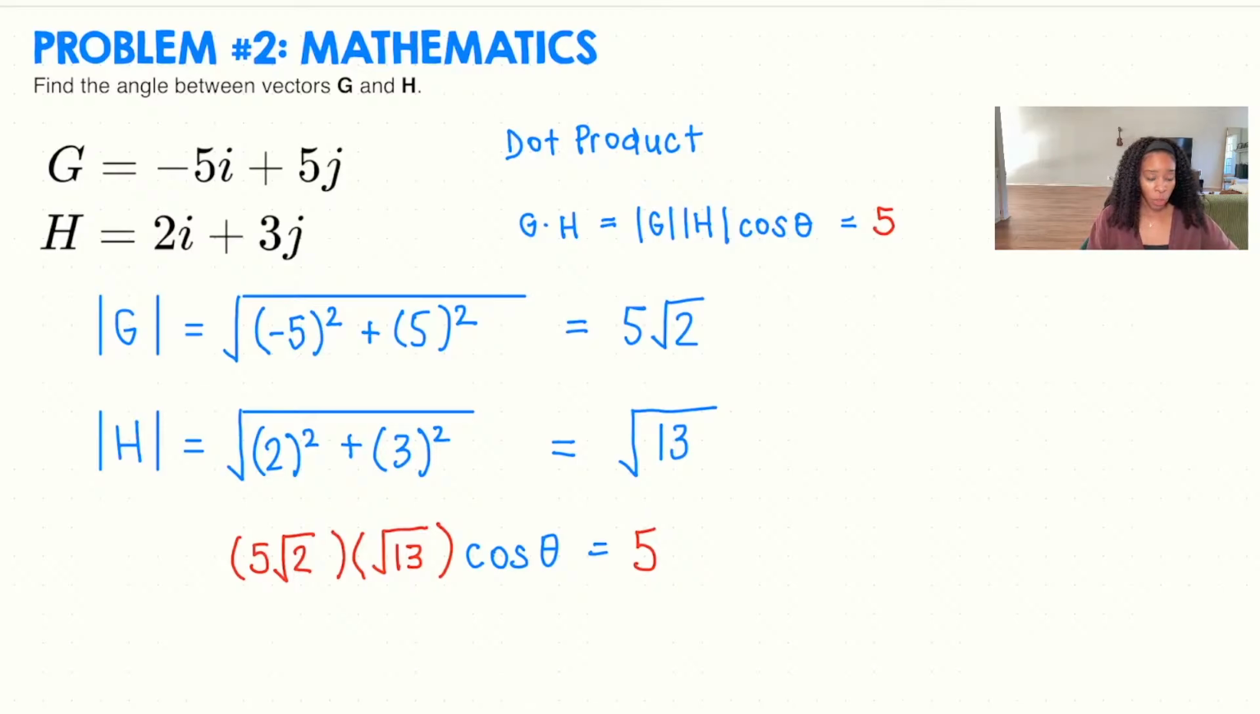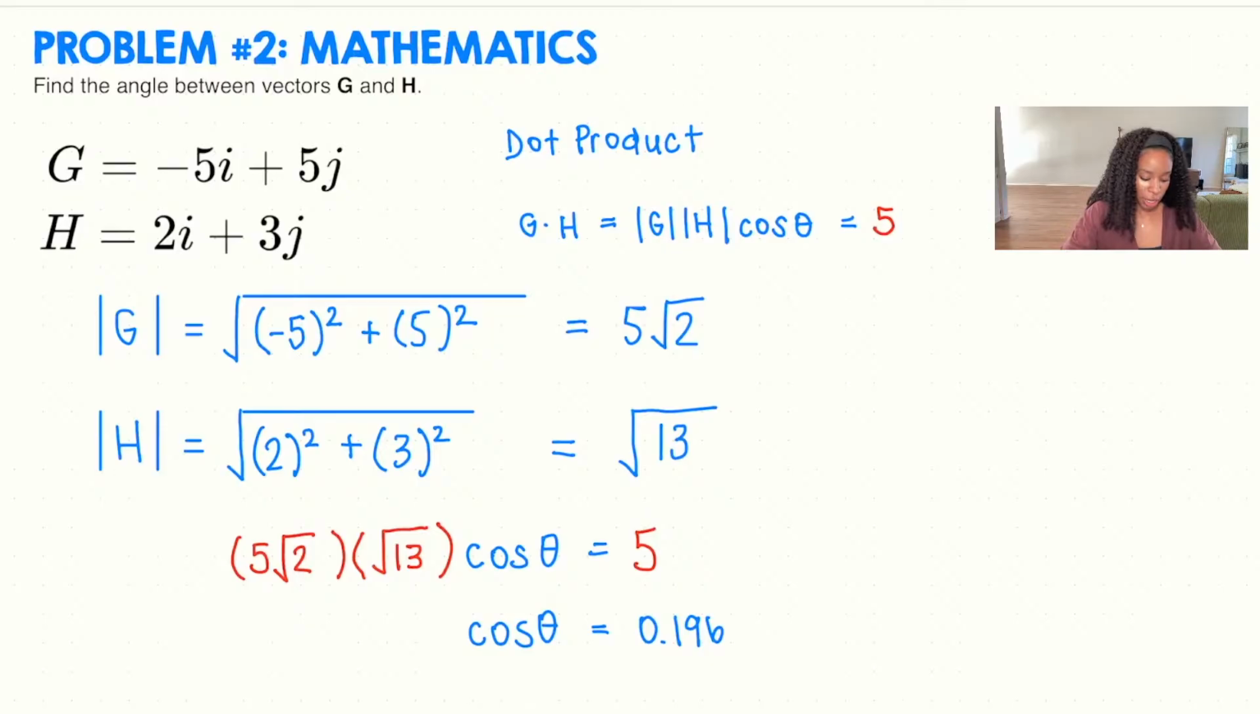So now that we have the equation set up, we're just solving for theta. So divide both sides by the magnitude of the vectors. You should get cosine of theta equals 0.196. Let me know if you're getting anything different.